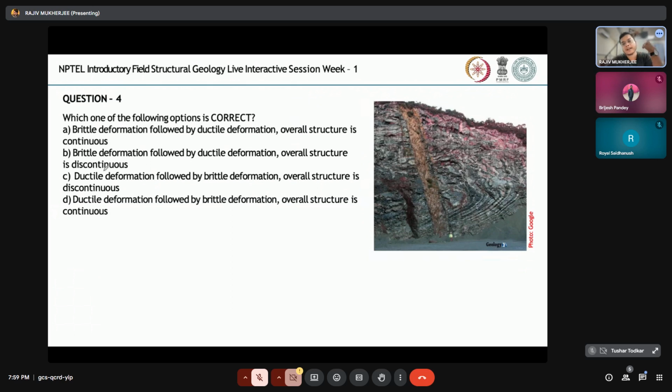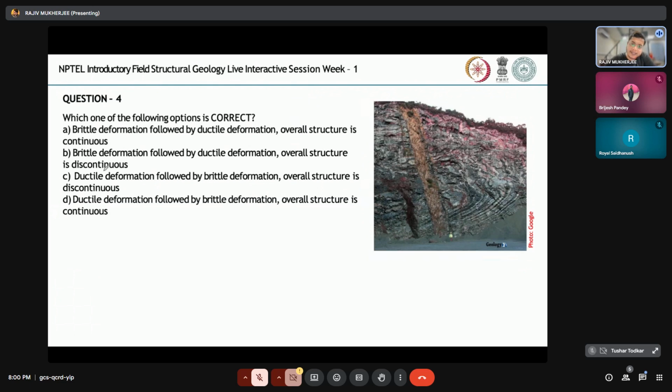So I'm sure you have some sense of brittle deformation and ductile deformation. You don't have to know much about all the processes of these kinds of deformation. You will eventually learn them in the coming weeks. But even if you understand what brittle deformation means and what ductile deformation means, you can easily answer the question.